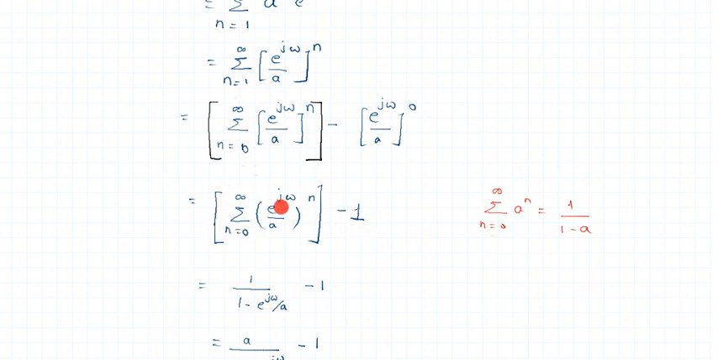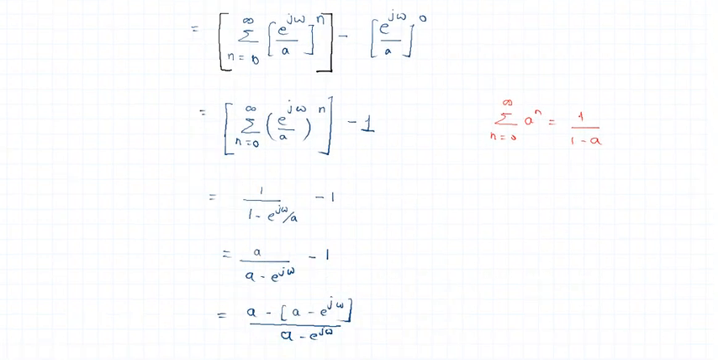Now we have a summation which is 0 to infinity of e raised to j omega by a, raised to n, which fits into the identity 0 to infinity a raised to n. So we'll apply this identity to the given equation, and hence we get the form as 1 upon 1 minus a. What is my a here? My a is this term, e raised to j omega divided by a, as compared to the equation a raised to n. So it becomes 1 upon 1 minus a, minus 1 follows.